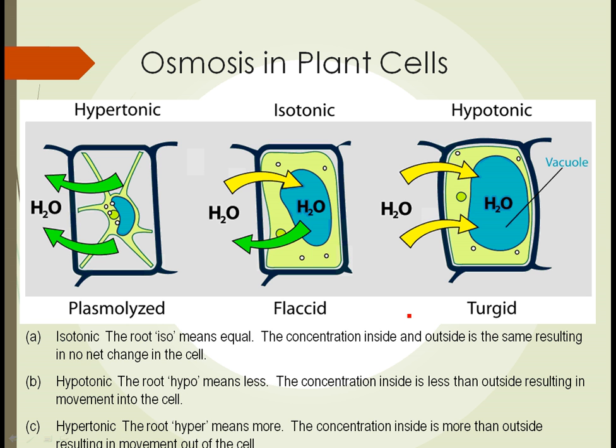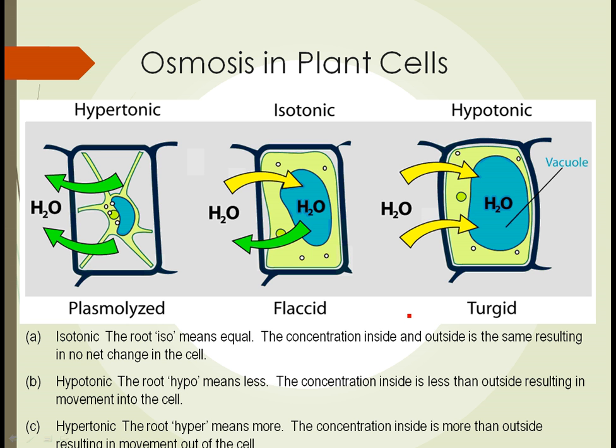So in a hypertonic cell, there's more concentration inside than outside, so the cell tends to lose that material out of the cell. So if you have a cell that's full of water, for instance, next to a cell that doesn't have enough water, water tends to move from the cell that has a sufficient supply to the cell that needs more, simply on this process of osmotic pressure.